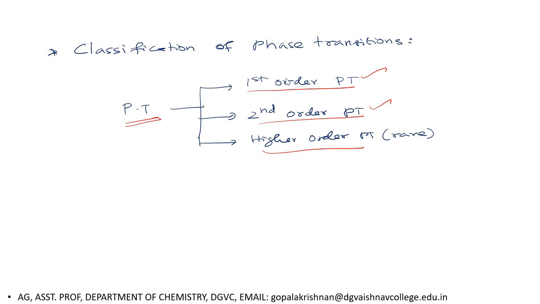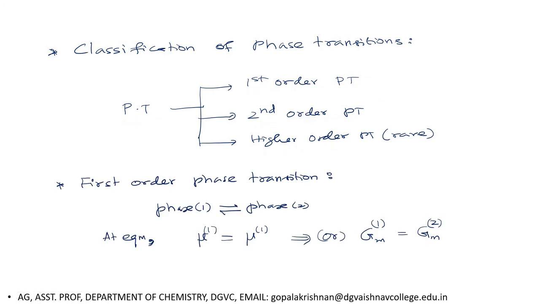Okay, now what is meant by first order phase transition? Listen, when a substance exists in two different phases at equilibrium, okay, say for example phase 1 and phase 2 are in equilibrium. Okay, phase 1 and phase 2 of a substance exist in equilibrium. At equilibrium, we know the chemical potential of the substance in phase 1 and the chemical potential of the same substance in phase 2, right, should be equal, right? Chemical potential should be equal at equilibrium, that we know.